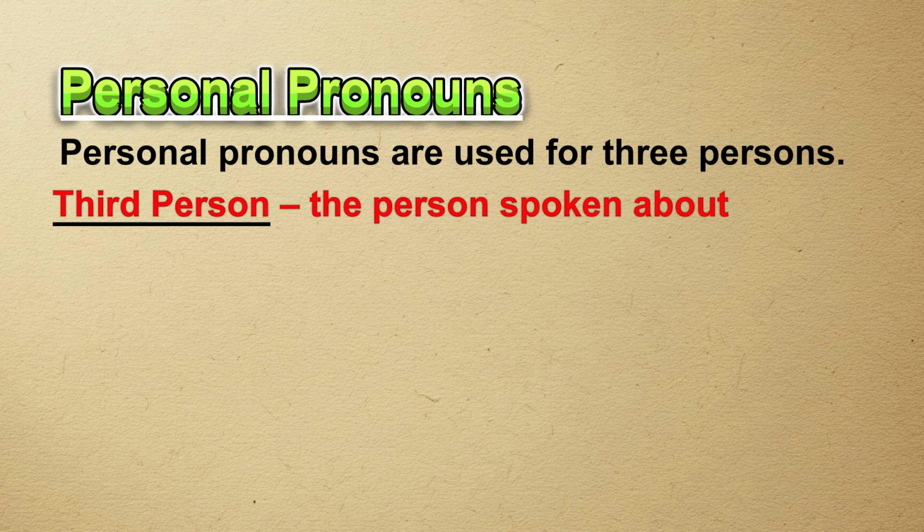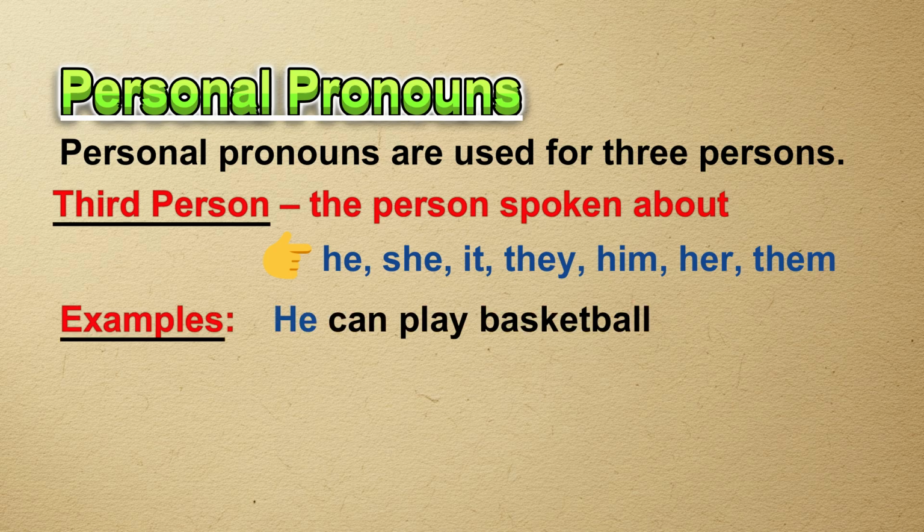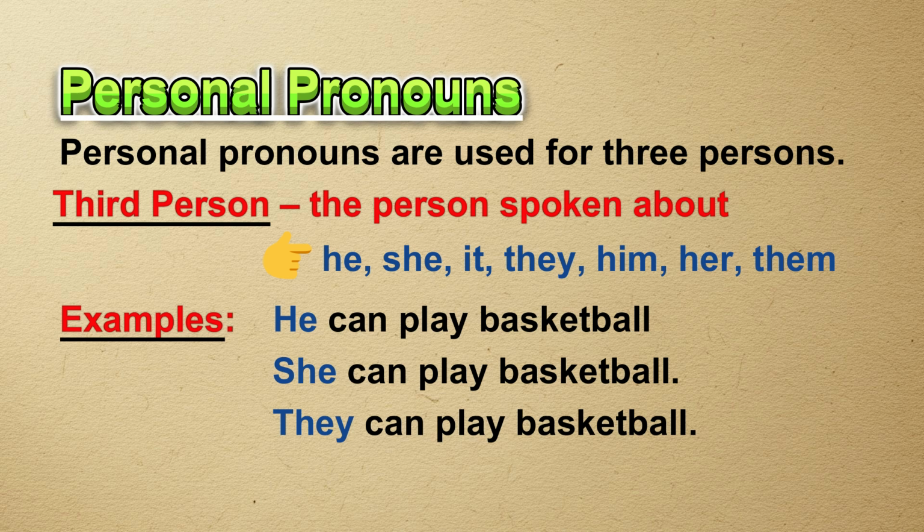Third person, the person spoken about. He, she, it, they, him, her, them. Examples: he can play basketball. She can play basketball. They can play basketball. These are called personal pronouns.